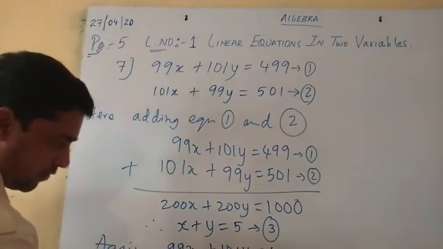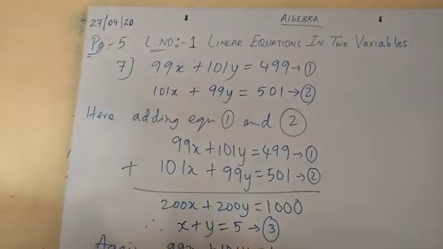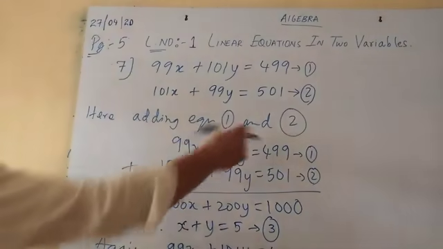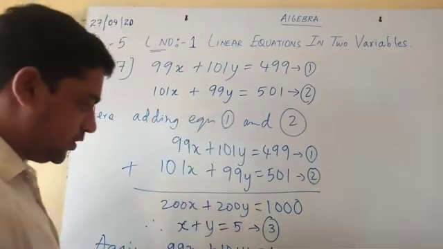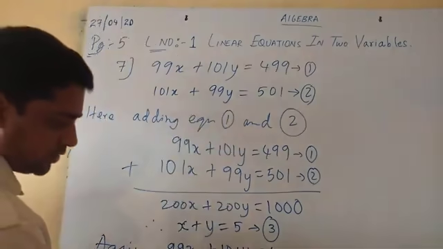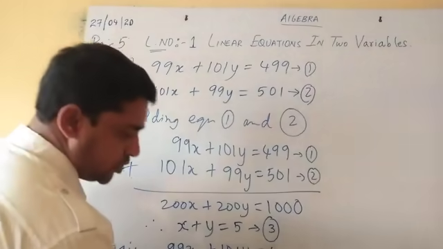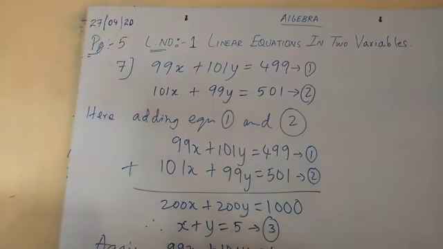Sign will change again. Whenever you subtract, remember you have to change the sign. When we are adding, the sign doesn't change. But when we are subtracting, the sign will change. Okay, so here the sign will change. It will become negative. Again here positive is there. It will become negative. So positive negative is always negative.